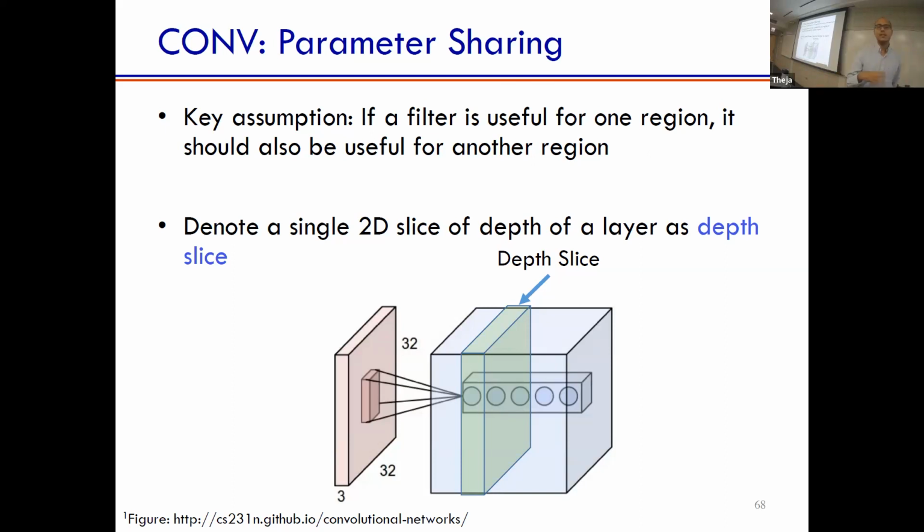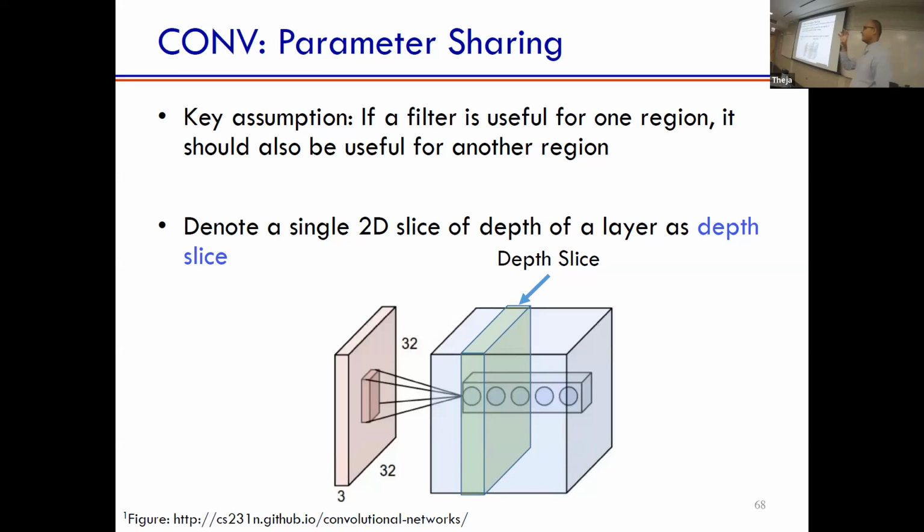But the key assumption built in by defining the conv layer this way is that if a filter is useful in one region, it should also be useful in other regions. At a very high level, think of it like you have an image of a cat. It doesn't matter whether the cat is in the top left corner or the center or the bottom right corner. Let's say there is a filter that scans and figures out it's a cat, but it's just an example illustration.